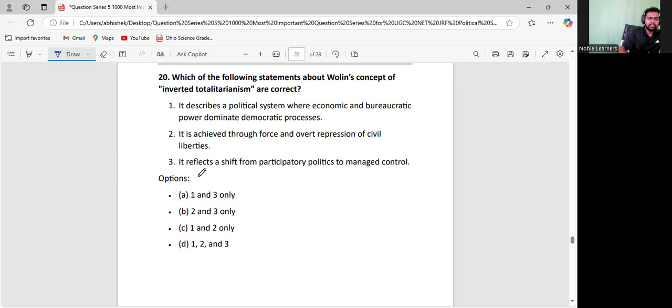So here, let us understand the answer. We were answering this. I said that option number two is wrong because they are not using force in order to make democracy an inverted totalitarianism. So option number one and option number three are correct. So option A is the correct answer.